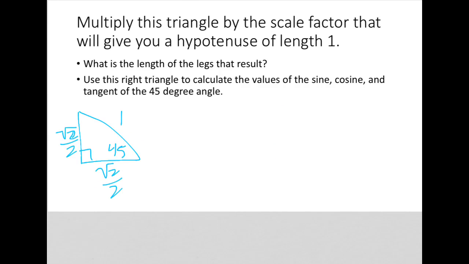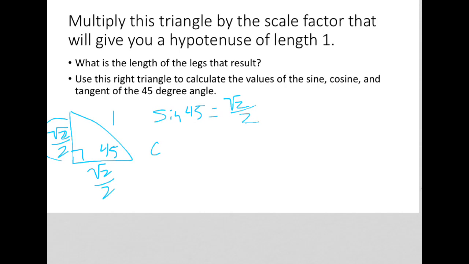So now all I've done is rotate that triangle so it looks a little more like we're used to seeing a right triangle with that right angle down there. And now we want to calculate the values of sine, cosine, and tangent for this 45-degree angle. Well, it becomes very easy at this point because we know that sine of the angle is the opposite side, which is that side right there, which is the square root of 2 over 2, divided by the hypotenuse. But the hypotenuse is 1, so we get sine of 45 is root 2 over 2.